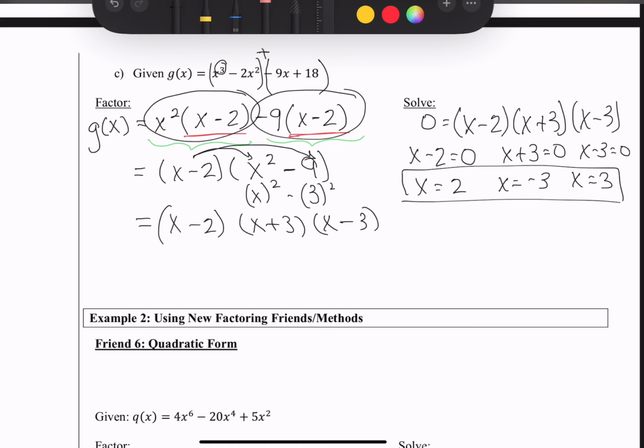Looking at this cubic polynomial, my leading coefficient is 1, so I know that my end behavior will be down on the left and up on the right. I also know that my y-intercept is 18, right? My constant is 18. Interesting. So let's go ahead and just get a visual representation, a quick, sloppy one, just to have some understanding of what's going on here.